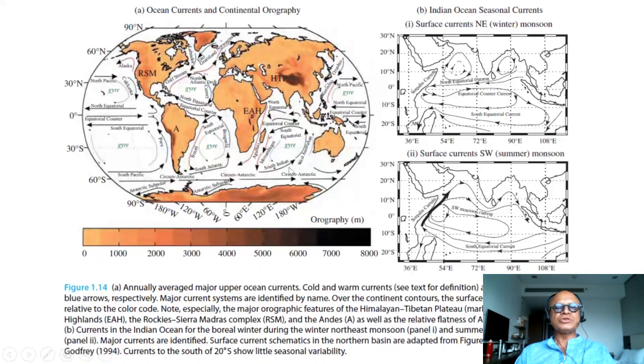This is the upper ocean circulation map for the global ocean, as well as the Indian Ocean, and this is the orography shown here with the Andes Mountains, the Himalayas, African highlands, and so on. The circulation looks complicated, but there are many relations to the winds themselves.